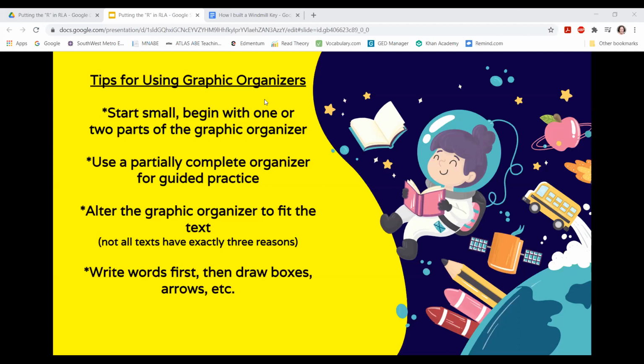I've also found, just for the purpose of creating a visual product, that if we write words first and then we draw the boxes and the arrows and all of that, it creates a product that's more visually appealing. When students are trying to cram a lot of text into a box, it sometimes almost defeats the purpose, because it gets to be a little bit unreadable.